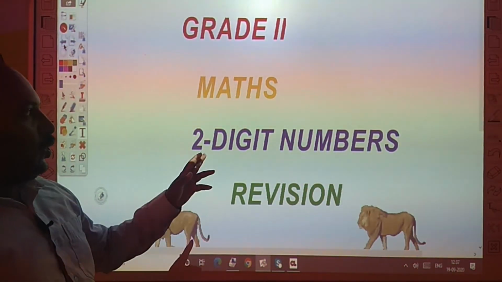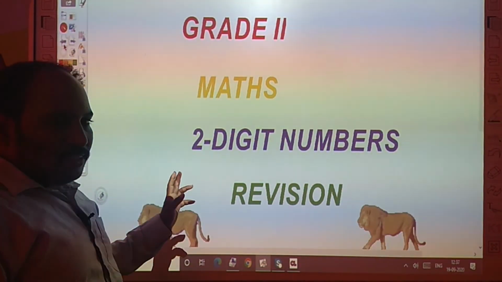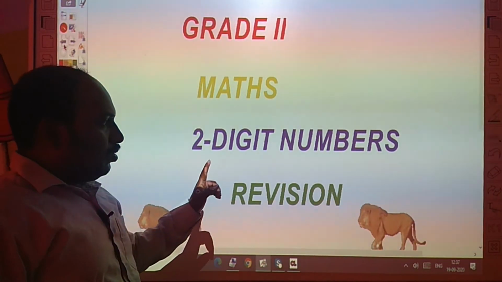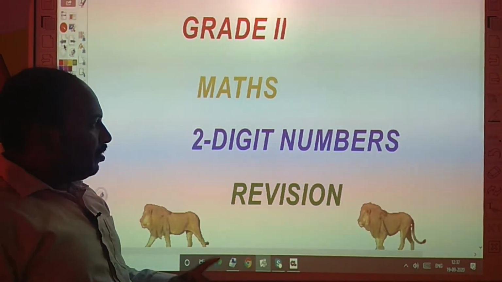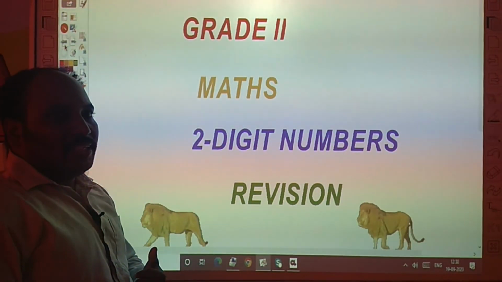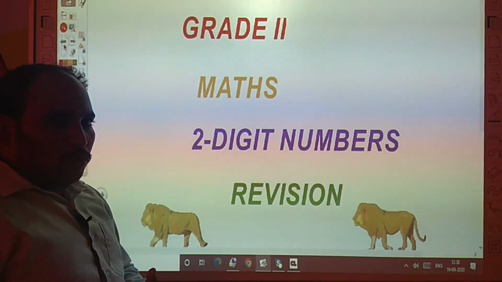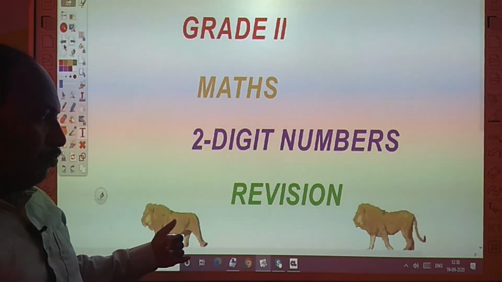Grade 2, subject maths, lesson number 1, 2 digit numbers. Two digit numbers means 10 up to 99 are called 2 digit numbers. It is a revision part.